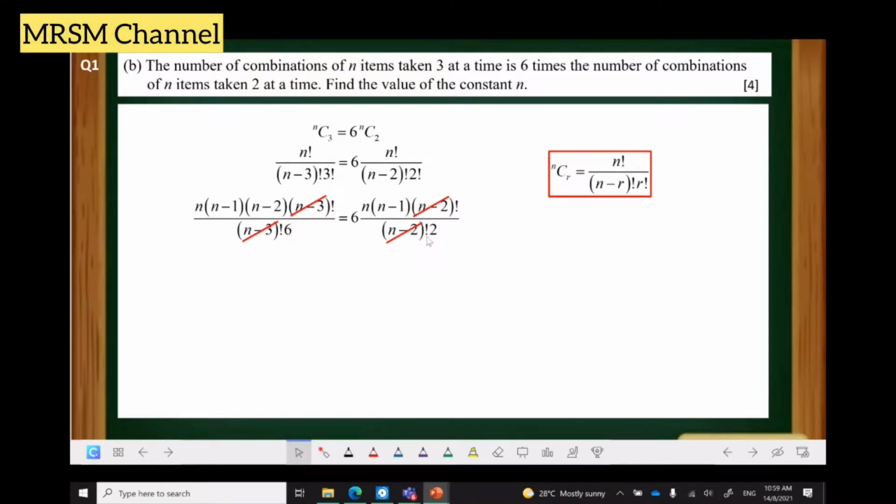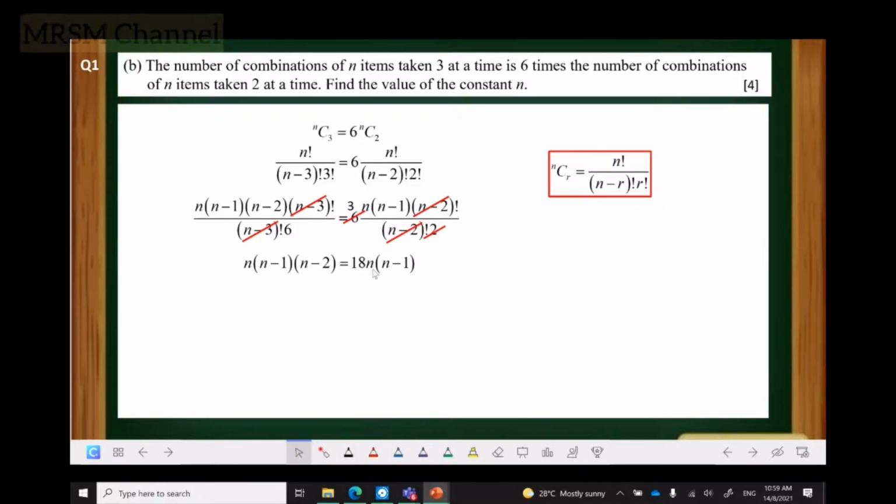Okay, so these 2 dengan 6 boleh kecilkan, 2 times 1, 2 times 3. Okay, so kita dah ada 3 dekat sini. So this 6, kita multiply 6 both side. So kita akan dapat 6 times 3 lah dekat sini. What's left at the left is n minus 1, n minus 2. Yang ini je. Kat sebelah kanan is 6 times 3 is 18, n times dengan n minus 1.